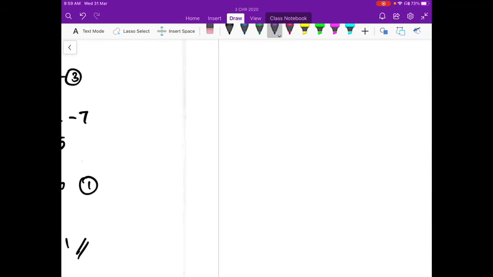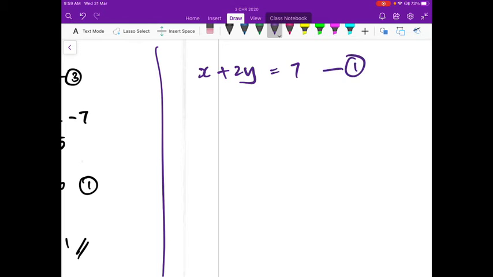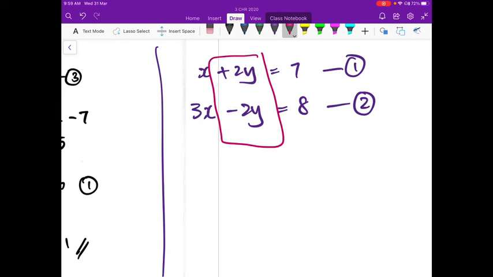When do we add? Okay, so I'll give you another question. Equation number 1, x plus 2y equals to 7. Equation number 2, 3x minus 2y equals to, for example, 8. Now, if I want to solve by elimination, I want to eliminate the y term. So here we have 2y and the other is negative 2y. They are not the same. But I can eliminate them by taking equation number 1 plus equation number 2.